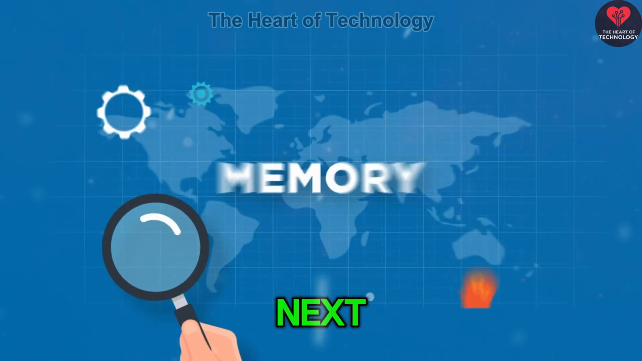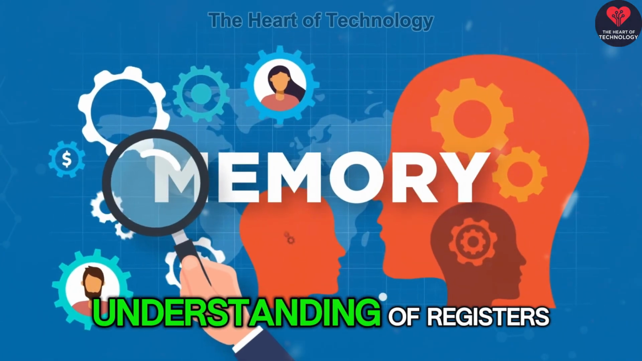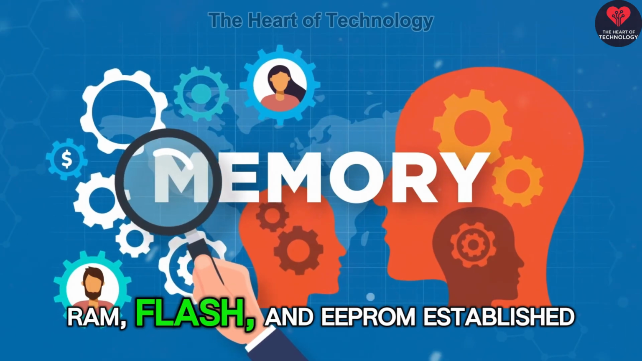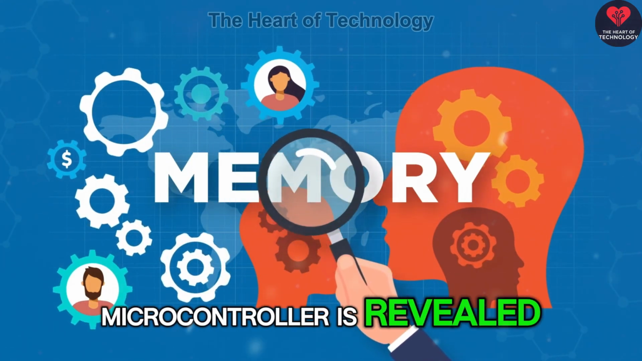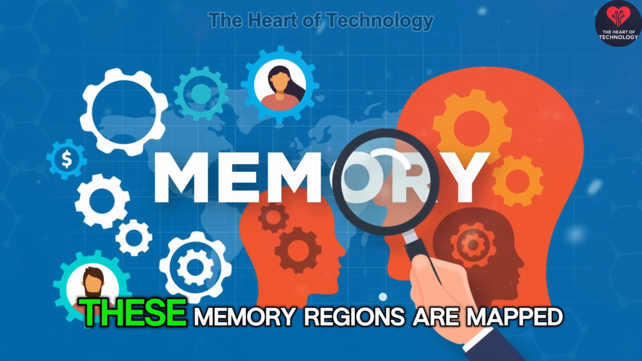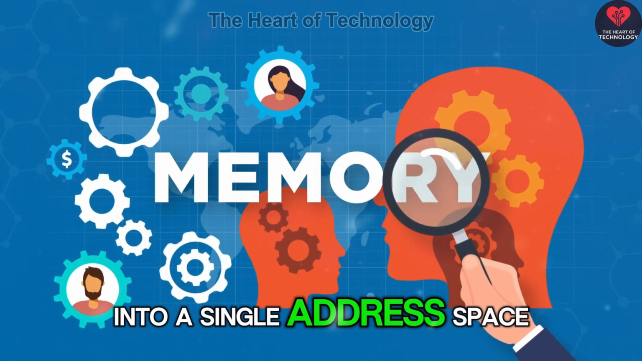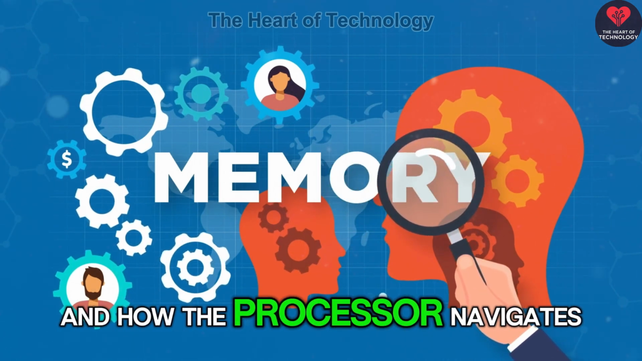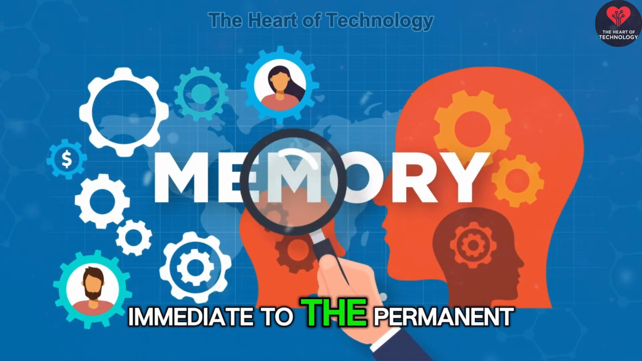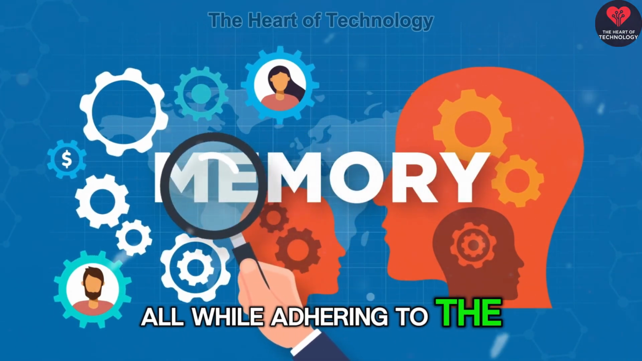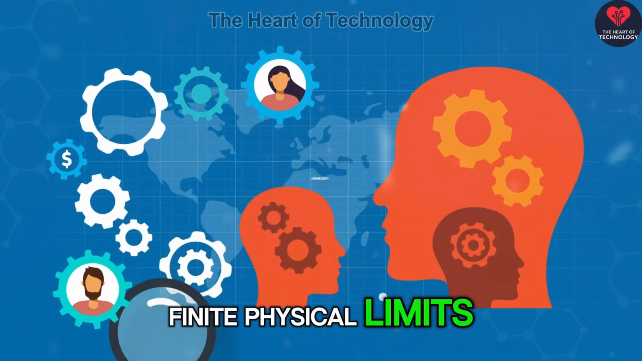Setting the stage for what's next, with this foundational understanding of registers, RAM, flash, and EEPROM established, the true genius of the microcontroller is revealed. We can now explore how all these memory regions are mapped into a single address space, and how the processor navigates and uses them together, moving seamlessly from the immediate to the permanent, all while adhering to the iron law of its finite physical limits.